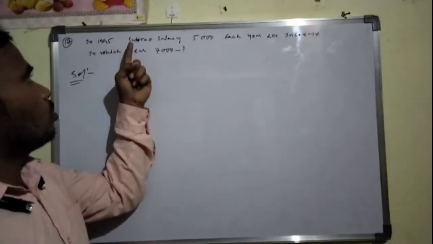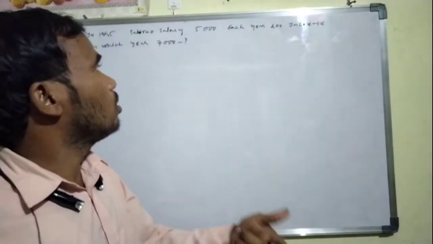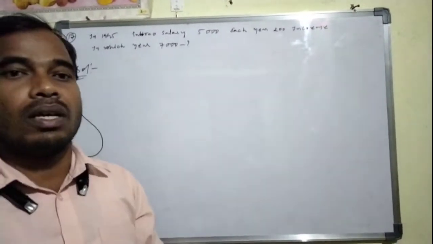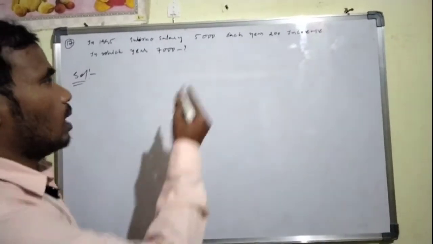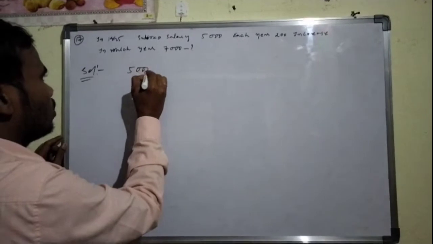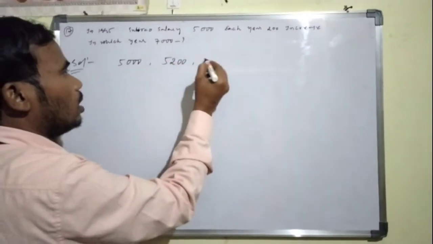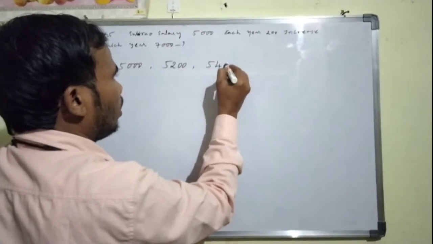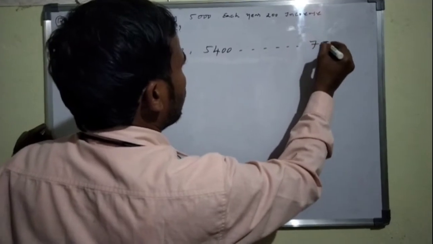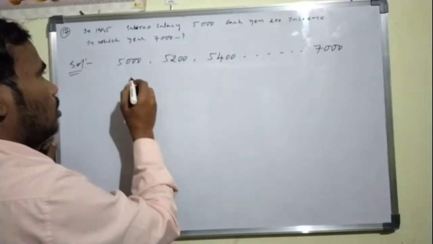In 1995, Subbarao's salary started at 5,000. Each year 200 rupees is increased, so he will get 7,000 rupees. The question asks in which year. So what is the first year? He gets a 5,000 salary. Next year it is 5,200. The third year, 5,400. Like that, in which year is it 7,000? That is the year we are now finding.